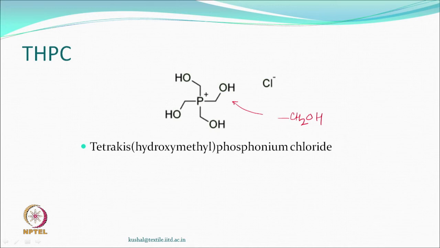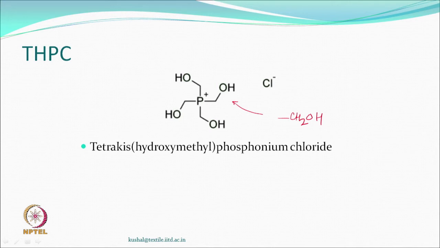So, an alternate story was built around different phosphorus compounds. One of the very successful phosphorus compounds is known as THPC, that is the tetrakis hydroxymethyl phosphonium chloride. This particular compound in a pad dry cure system along with urea or other nitrogenous compounds was very, very effective.